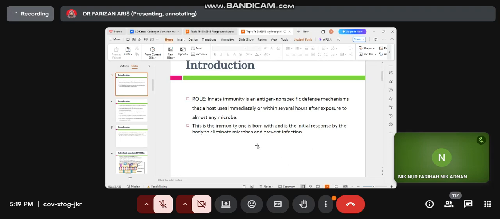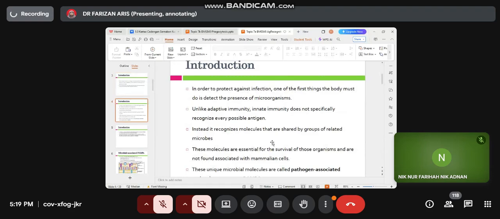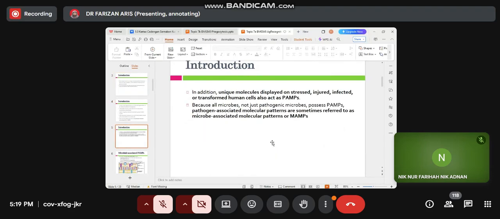Okay, so this is also the immunity type that is readily born with you. When we are born, it comes together. You will not be improving over time because it's not an adaptive kind of mechanism. So what is most important in this subtopic that you need to pay attention to is how innate immunity does its recognition of the antigen.